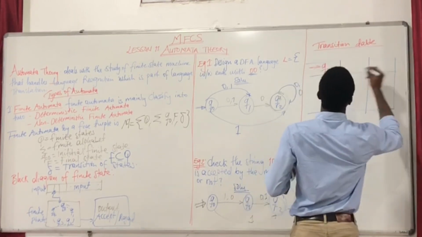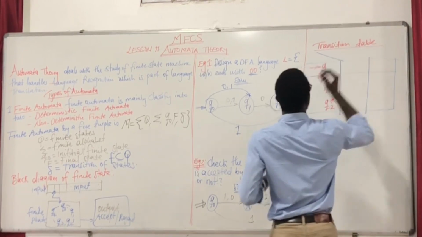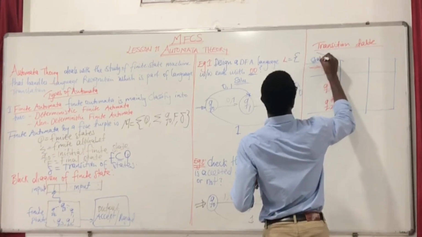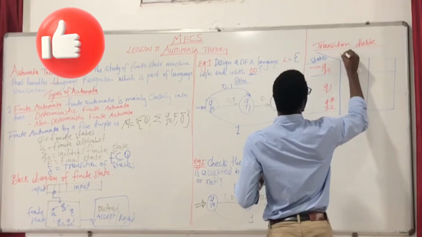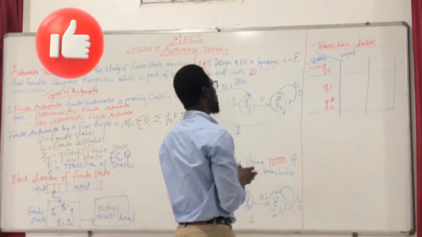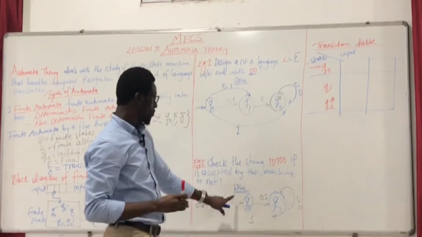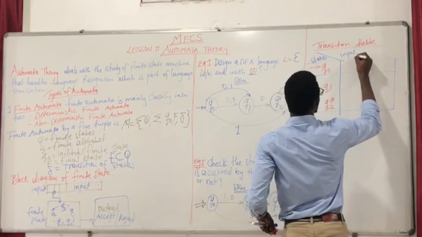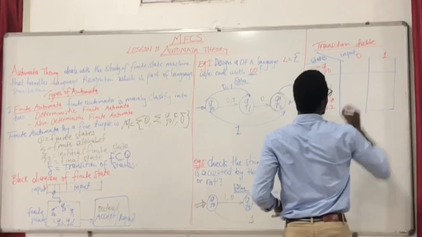So from this table, these are the states, these are the inputs. So we have here 2 inputs. The inputs can either be 0 or 1. So here we can say 0, here 1.